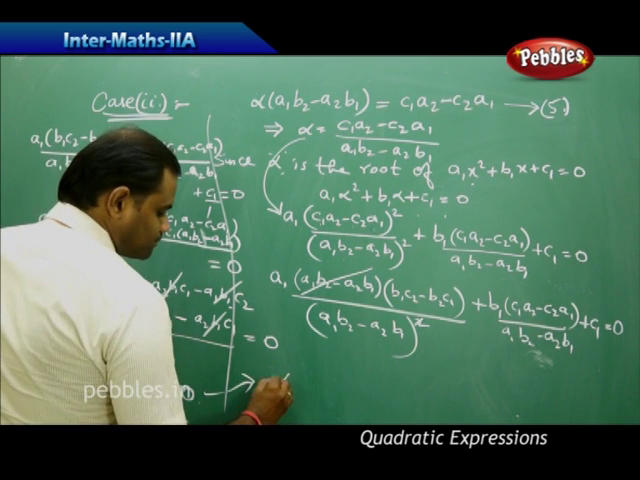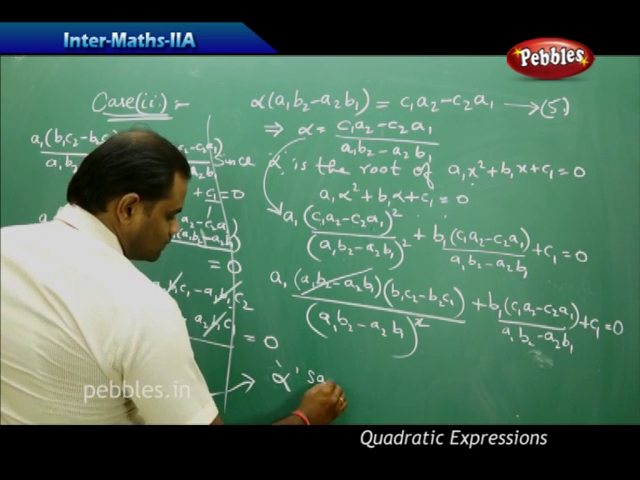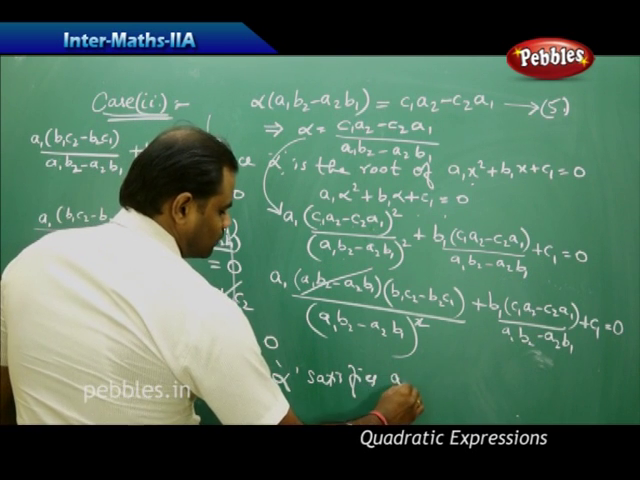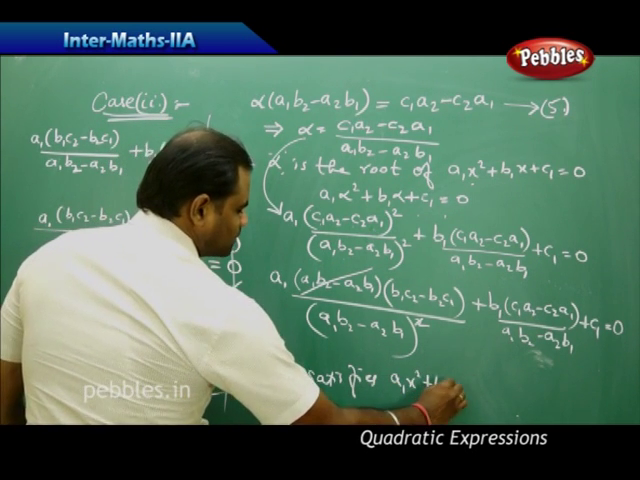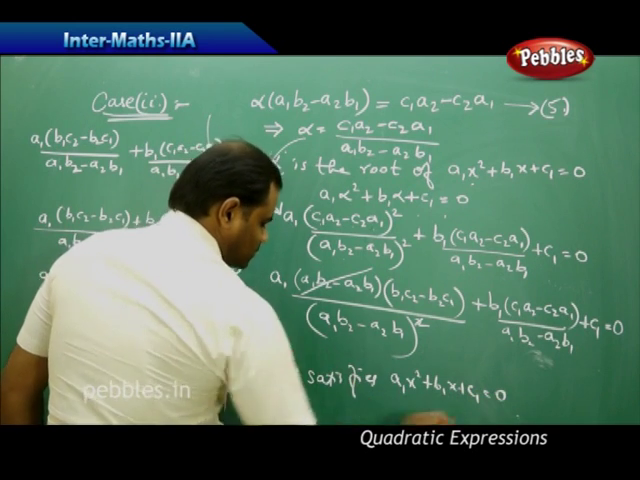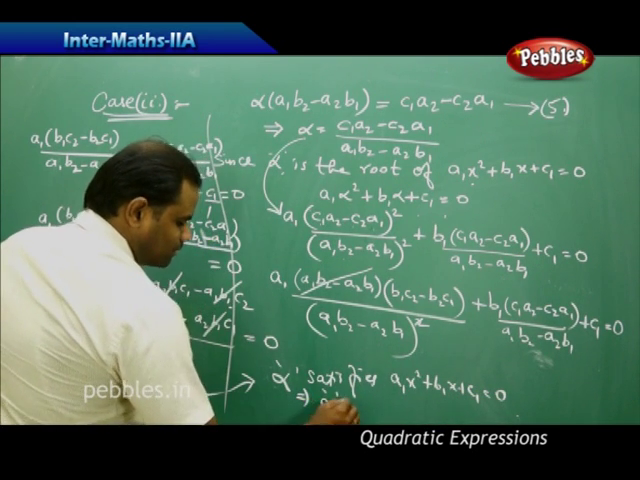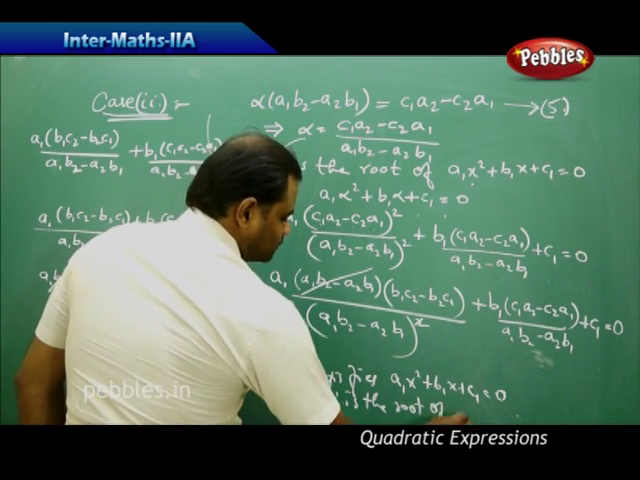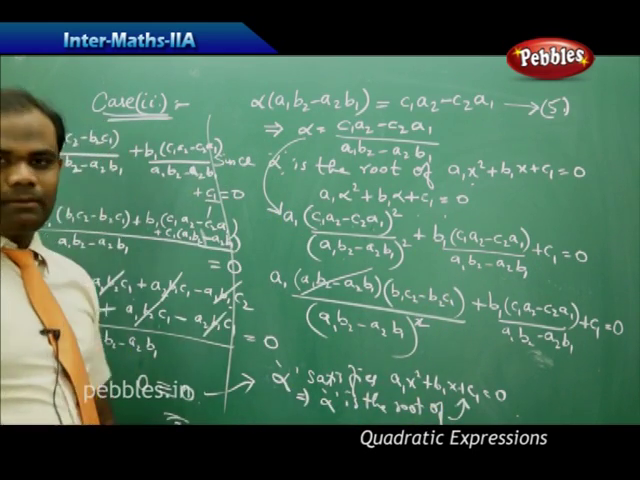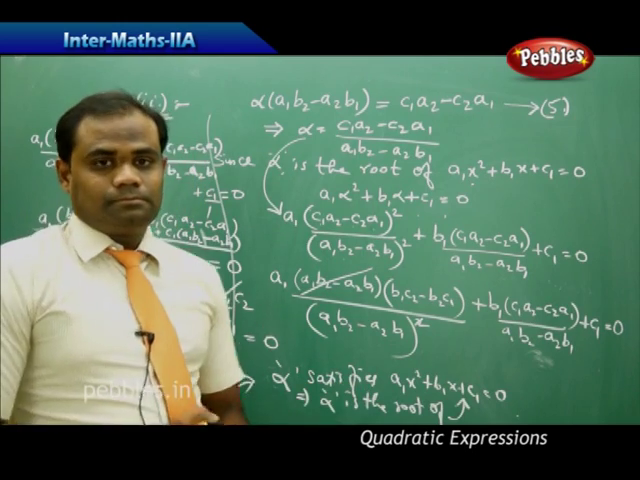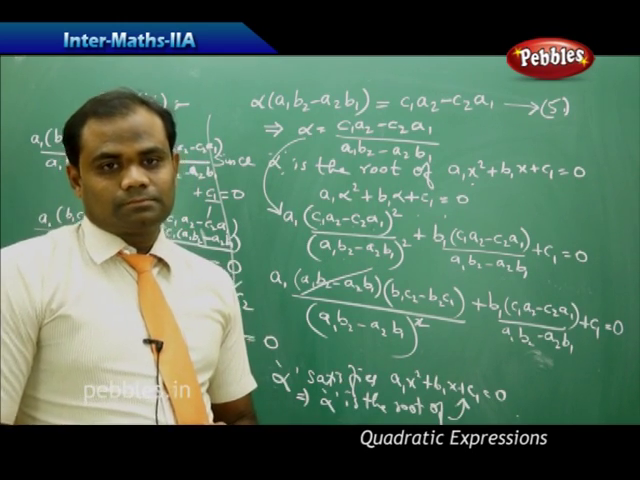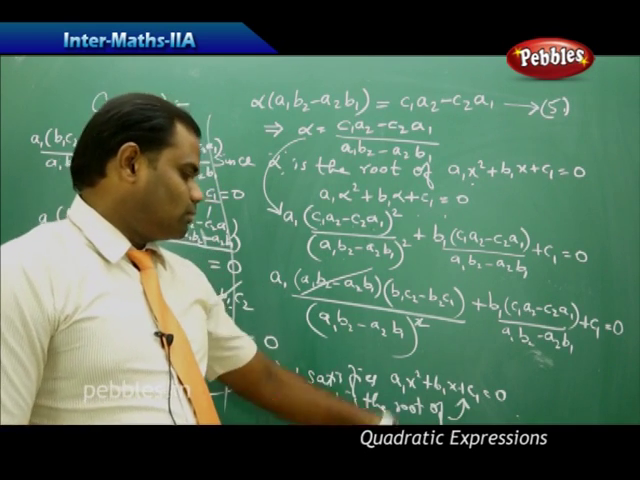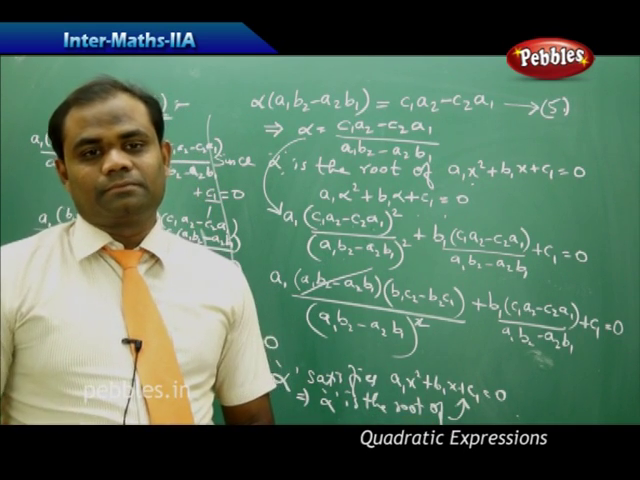That implies alpha satisfies the quadratic equation a1x squared plus b1x plus c1 equal to 0. That implies alpha is the root of this quadratic expression. So this is how we prove that alpha is the root of the given quadratic equation.